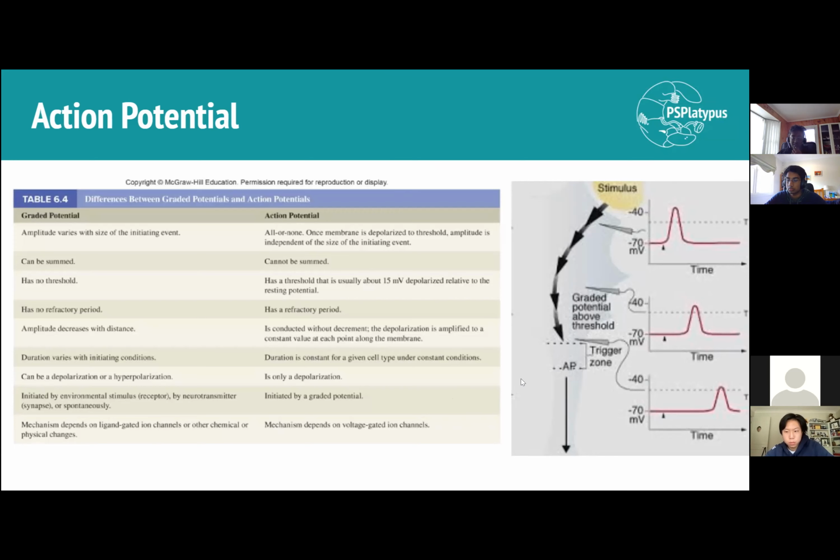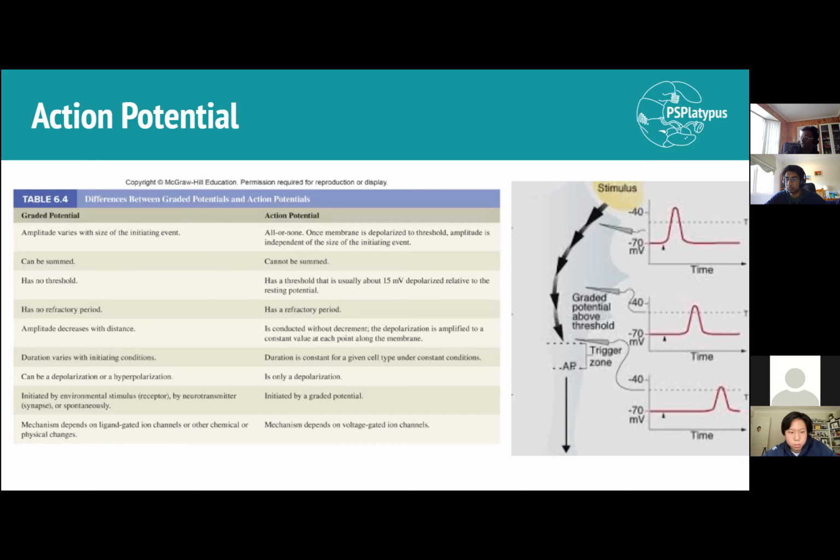Okay. So on the right, you can also see that it has a diminishing amount, right? So ion flow sort of dissipates with distance. So if you measure it over here, it's going to be like negative 35, then it's going to be like negative 45. And then it just hits the negative 55 limit here. So this table just walks through the difference between graded potentials and action potentials.